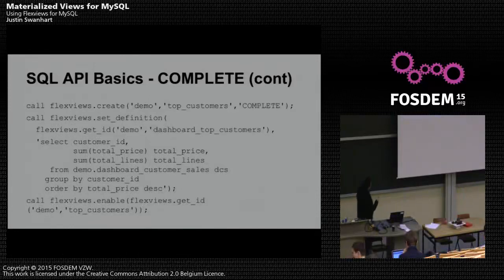And this one has an order by. So the results in the table will be in the order of the order by, which is convenient because there's a primary key on the table, so it's kind of an automatic ranking if you want to rank stuff. And you just call Flexviews enable, again with get ID, and that will just build the view.